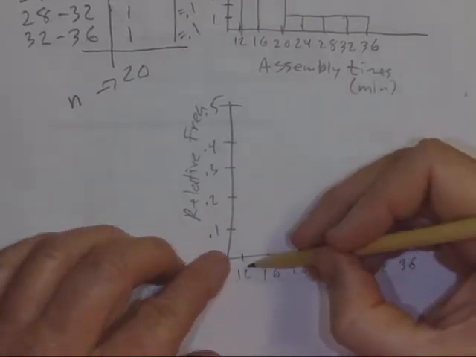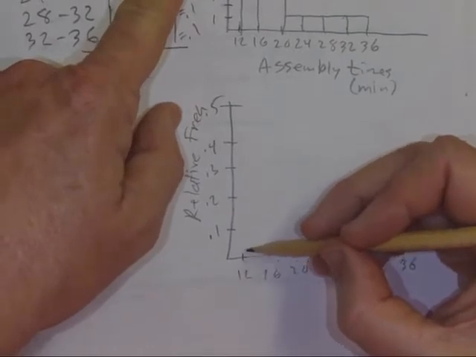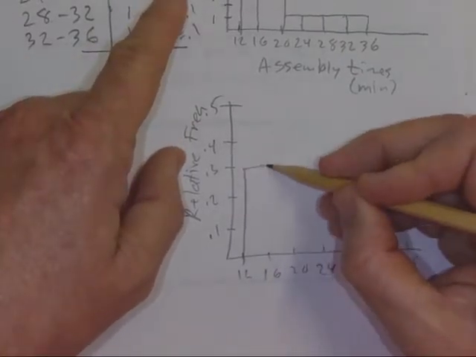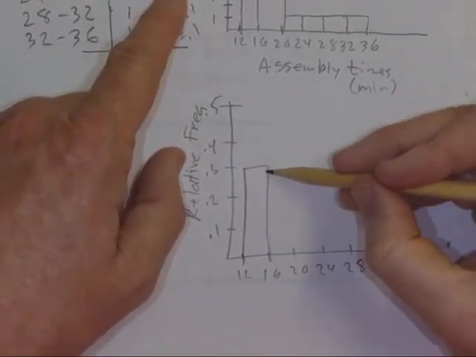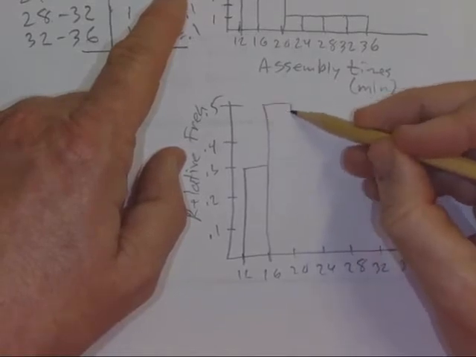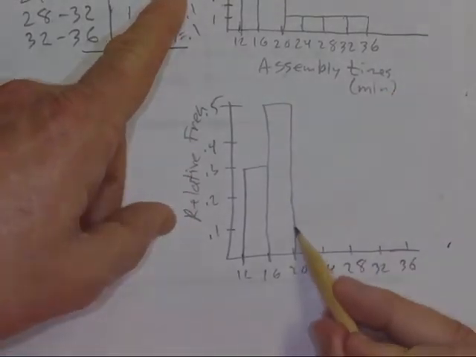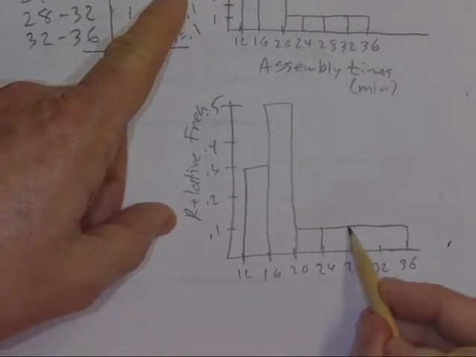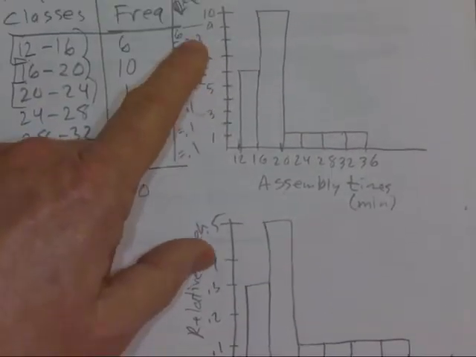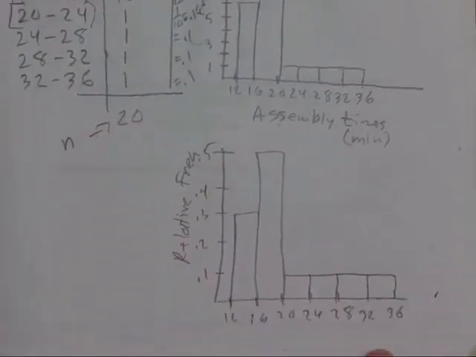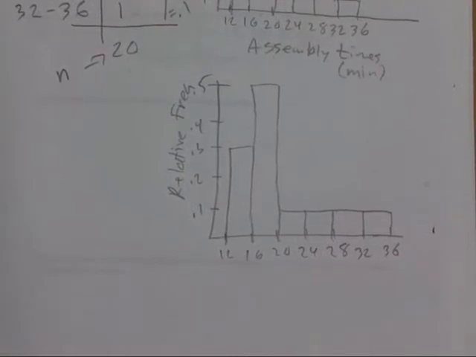And so between 12, this would go up to 0.3, so 0.3 is like that. And then the next one's 0.5. And the rest of them are 0.1. So it would actually look exactly the same. And in essence, you could just change the scaling on your histogram. So that's relative frequency. You can look at a relative frequency histogram and see the percent that are in each class. So there we go.